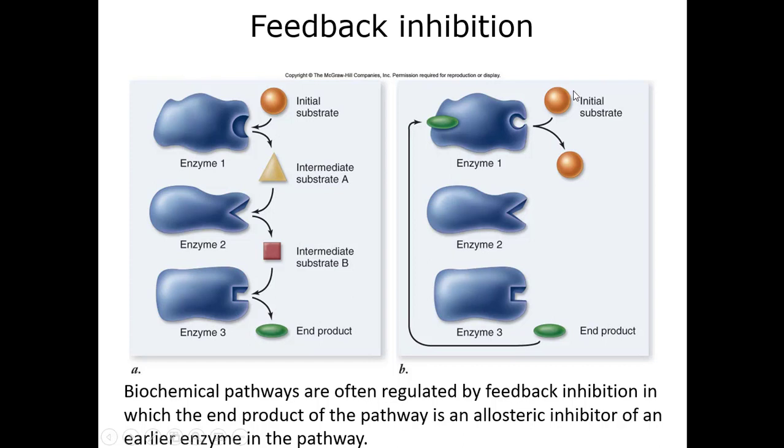This happens quite often when cells, their job is to make an end product, whatever it is supposed to be, and once they've made it, they don't want to make any more. They want to make just enough that they need, and they don't want to make any more. So a lot of times that end product becomes an inhibitor so that just the right amount is made.